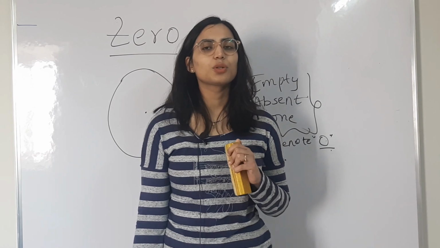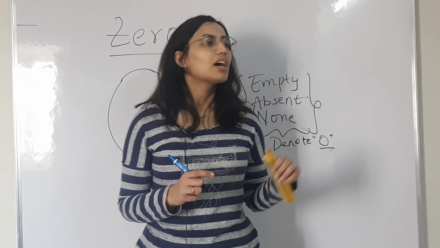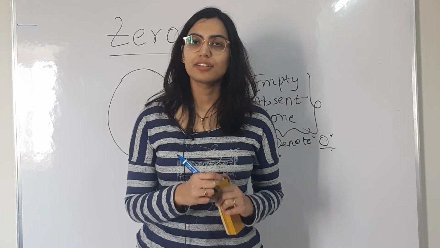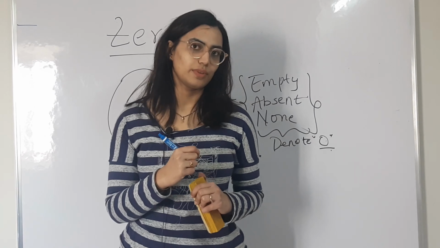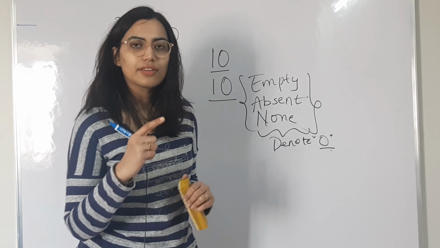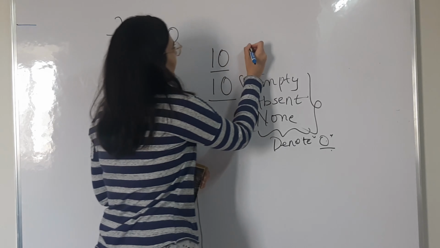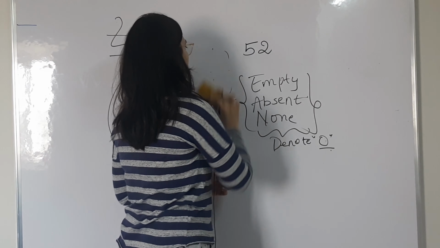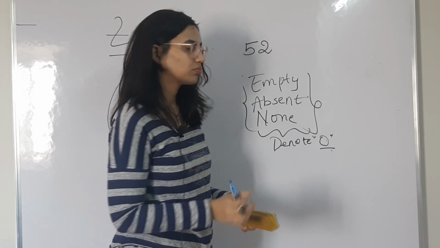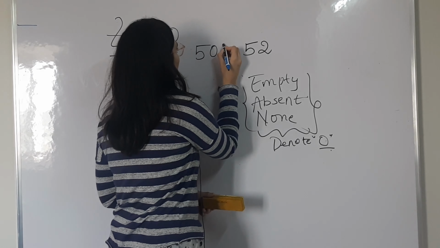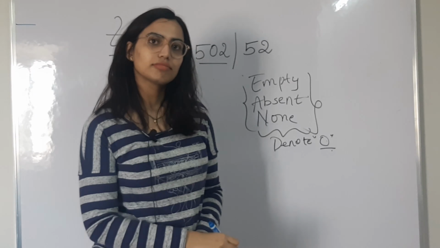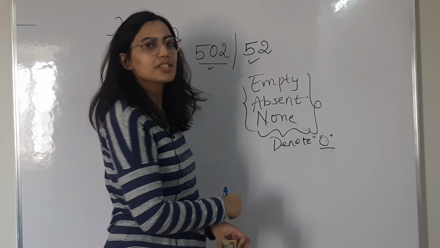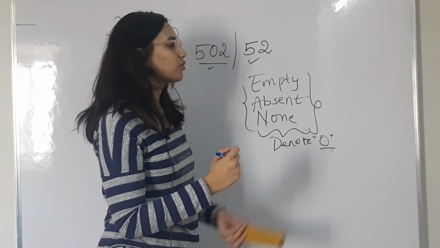However, I would like to quickly catch up on what else and where else 0 is important, so that you will never discount a 0 anywhere you see so. Right. For example, what is this number? 52? Now, what is this number? 502? How do you differentiate this number from this number? What did you do to differentiate? What is the difference?